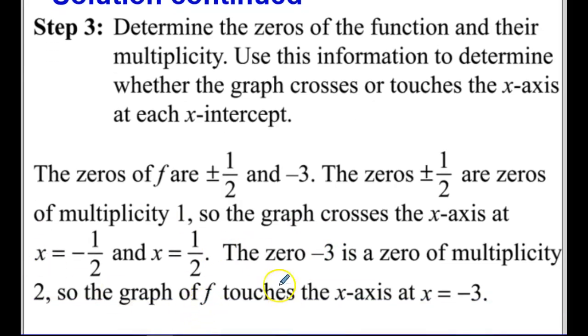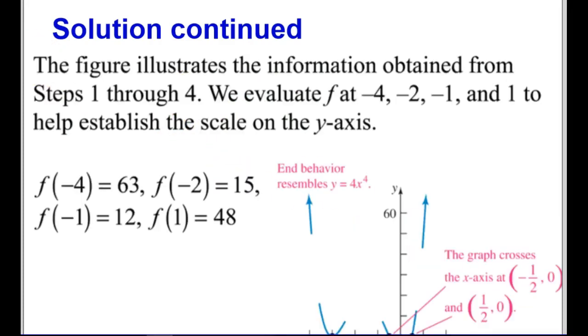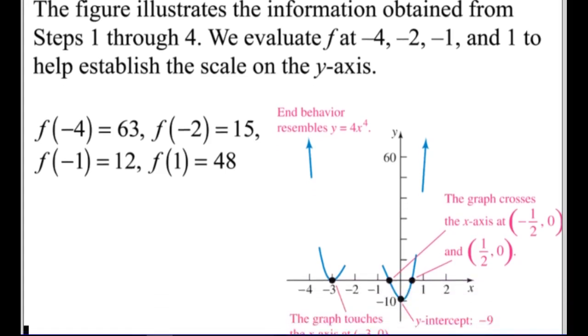So I know I just touch the graph, touch my x-axis at that point. I don't go through it. So now I can figure out the maximum number of turning points on this graph. And so I know I'm going to have at most 3 turning points. So then I can go and graph the pieces that I know.